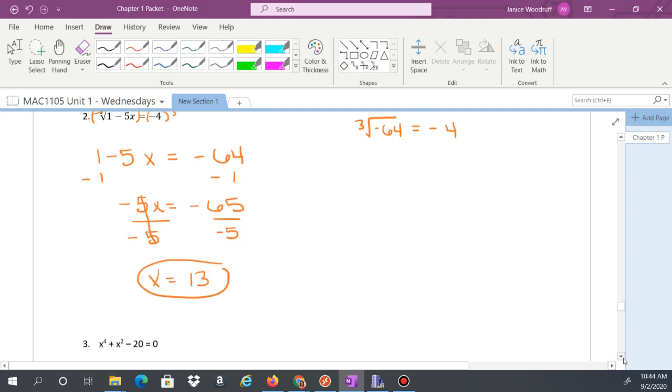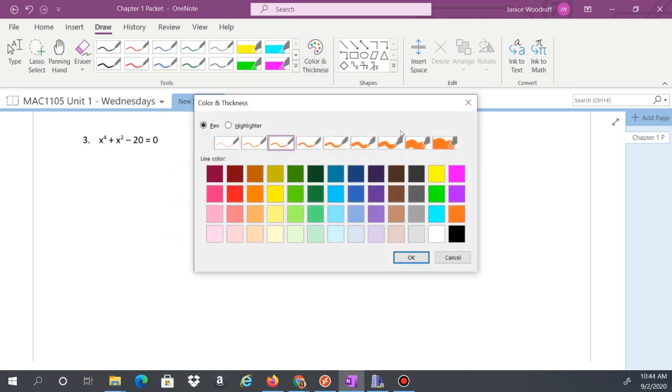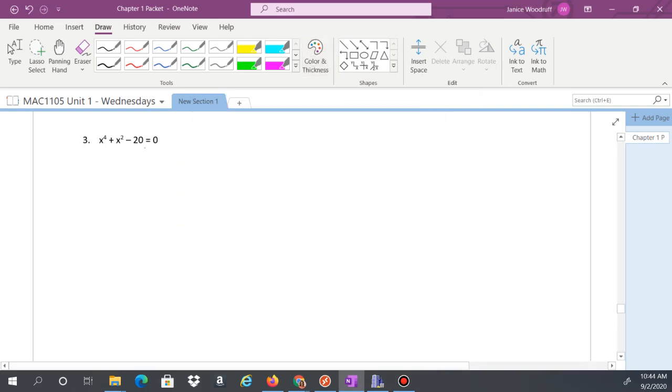All right, so then this next one, this is just a factoring problem. It just looks a little different because you start with an x to the fourth. But when you're doing the factoring problem, all you're doing is splitting the middle term.